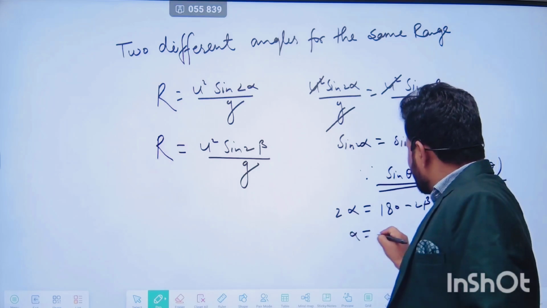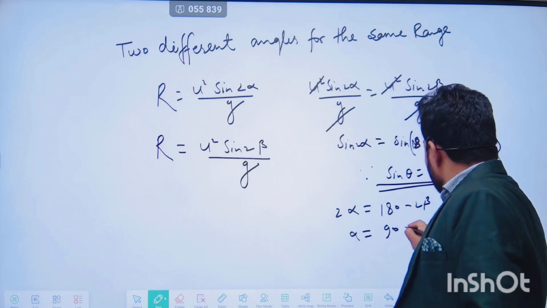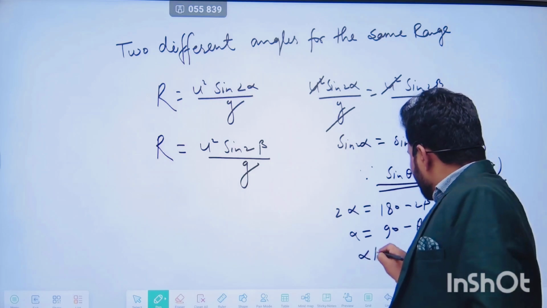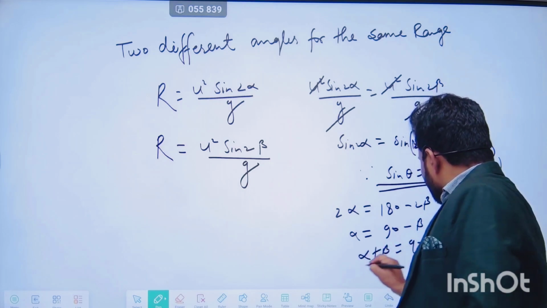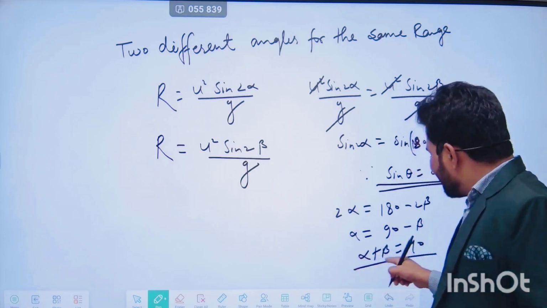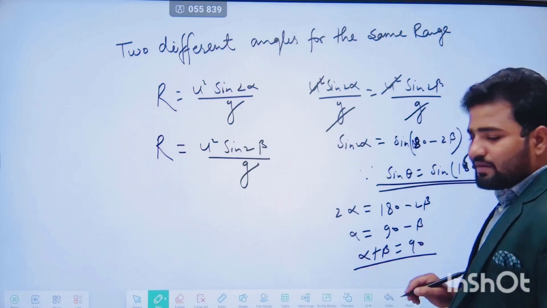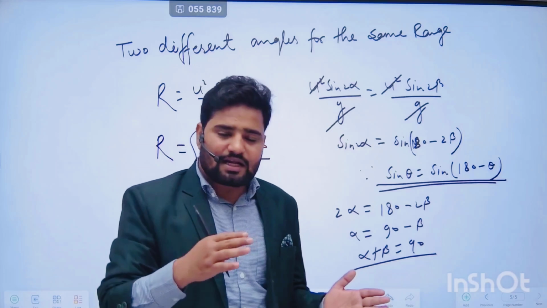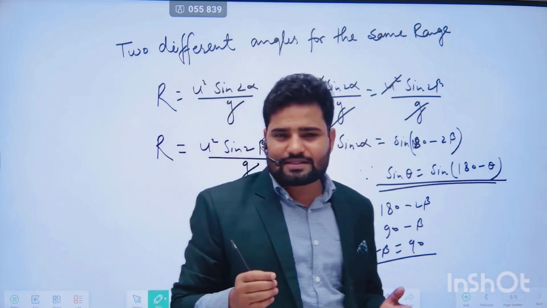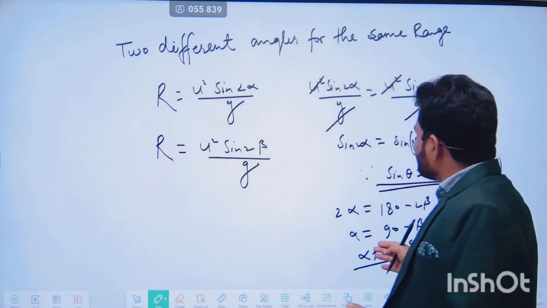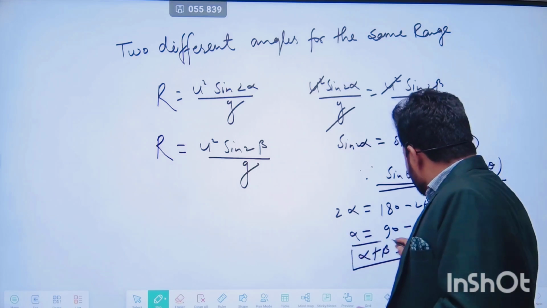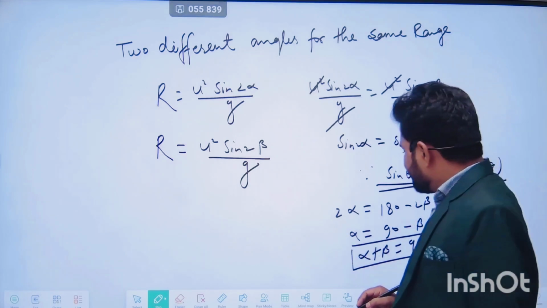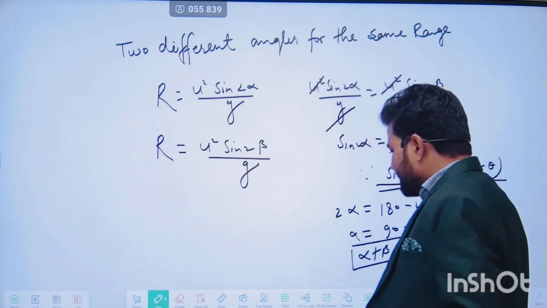So from here alpha is equal to 90 minus beta. Alpha plus beta is equal to 90. If these two angles are complementary to each other, if the ball is projected at different angles and the angles are complementary of each other, then we can say in that case the range will be the same.